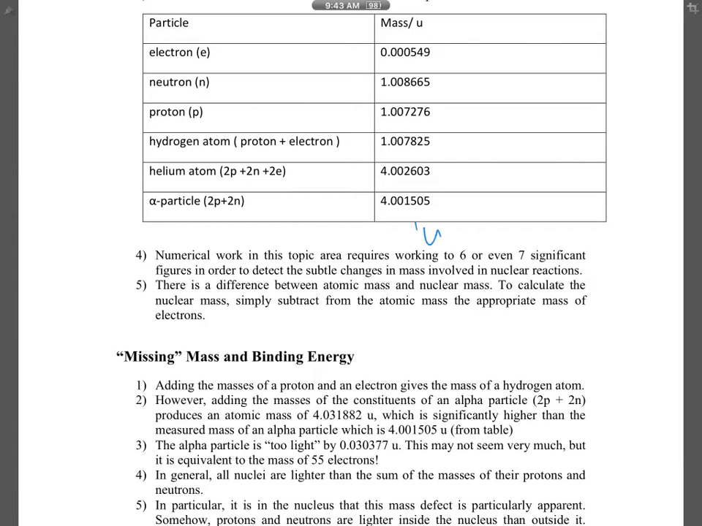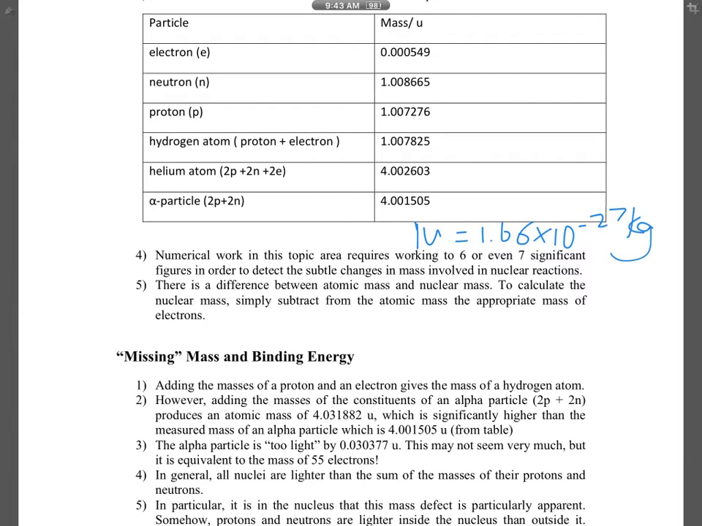1 U is 1.66 times 10 to the power negative 27 kg. So all these masses that are given in this table are in terms of U. If they give you the mass in terms of U, you just have to know how to convert to kg: you times this. But if you want to change from kg to U, then you divide by this. This is a unified atomic mass unit.